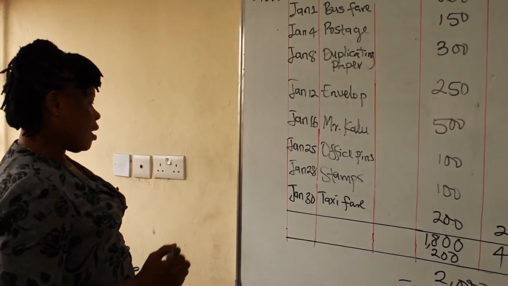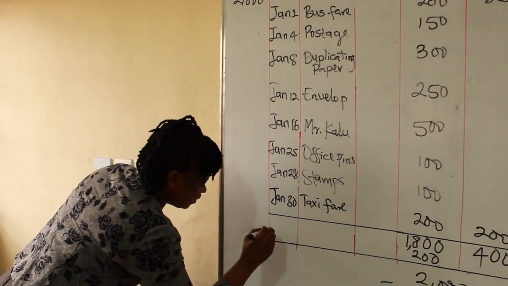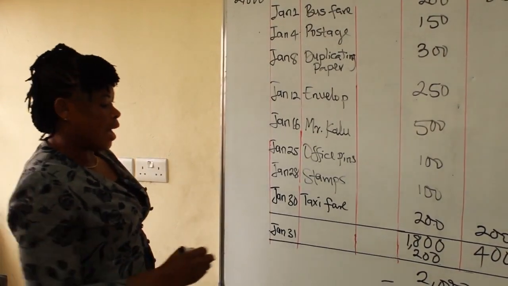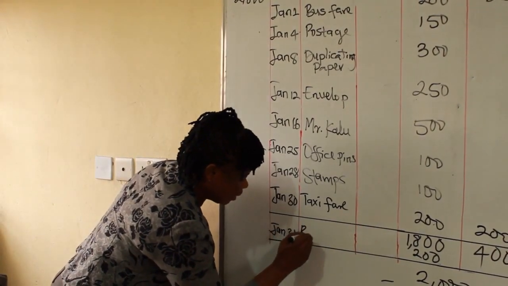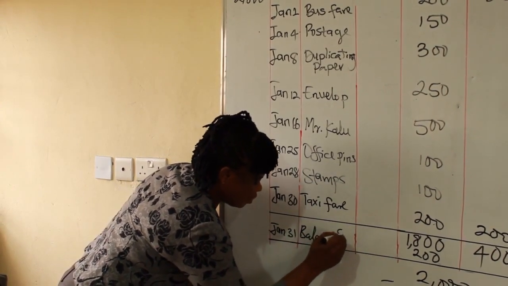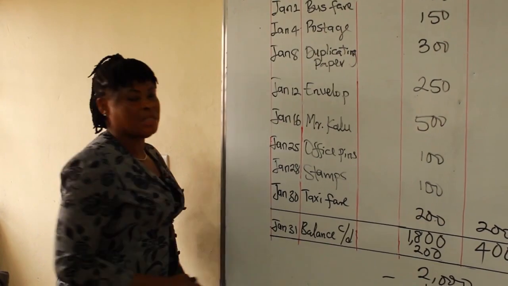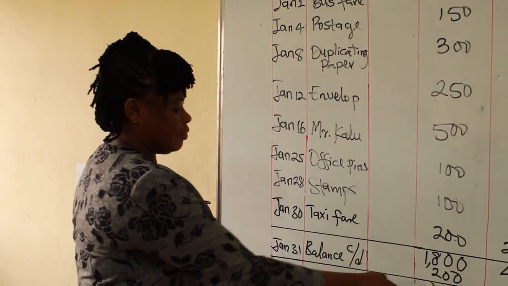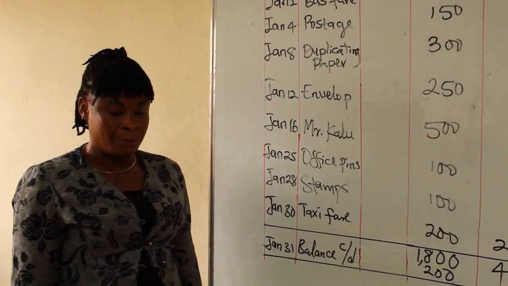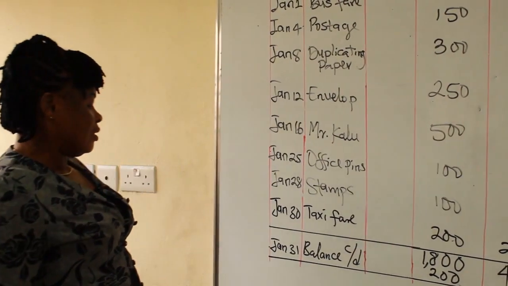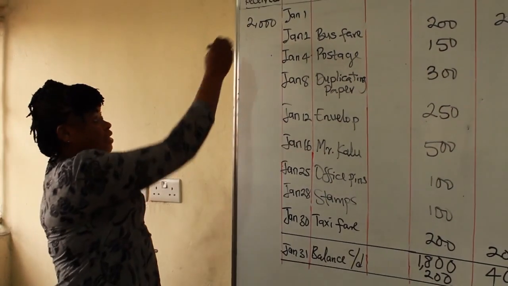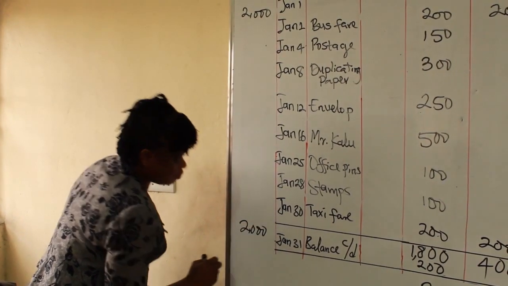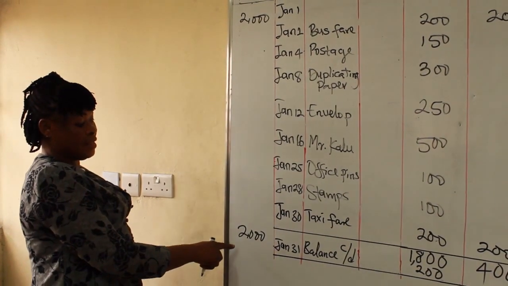200 naira. This 200 naira has its date as January 31st. And you will write here, balance carried down. CD stands for carried down. Balance carried down. 200 naira is now the balance carried down. Then, the next thing we have to do here is to bring down this 2,000 naira here. This 2,000 naira, you will bring it down here.